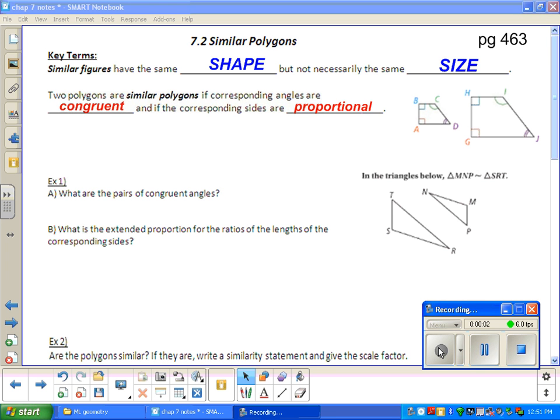Hi, today we're going to do 7.2 similar polygons. We're on page 463 in the textbook. Most of these examples are straight from the textbook, so if you want to go through, you want to look at those examples while I'm going through this.